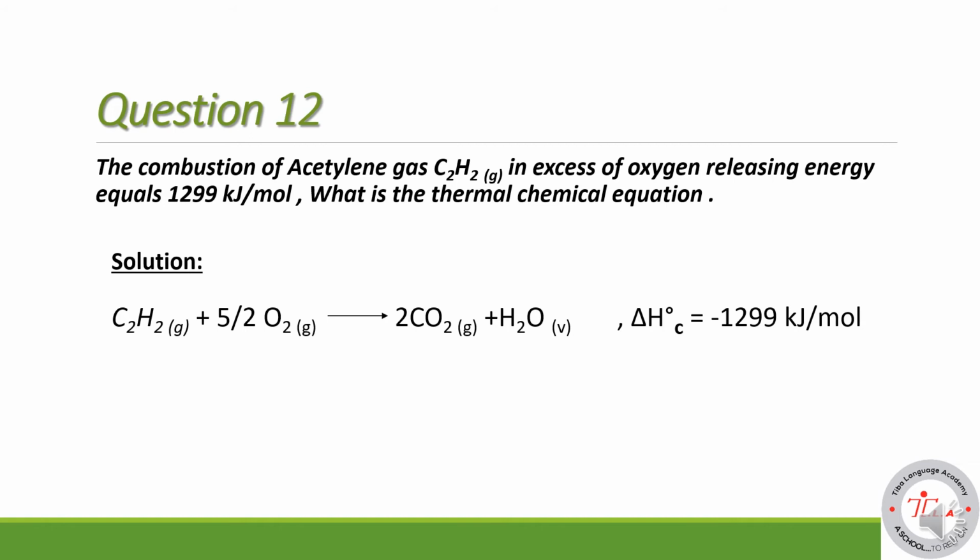The answer is the combustion of acetylene. Acetylene gas, C2H2, plus oxygen, equals carbon dioxide and water vapor. By balancing the reactants and the products, the thermochemical equation is balanced. Delta H of the combustion will be equal to negative 1,299. The negative sign indicates that the reaction is exothermic.